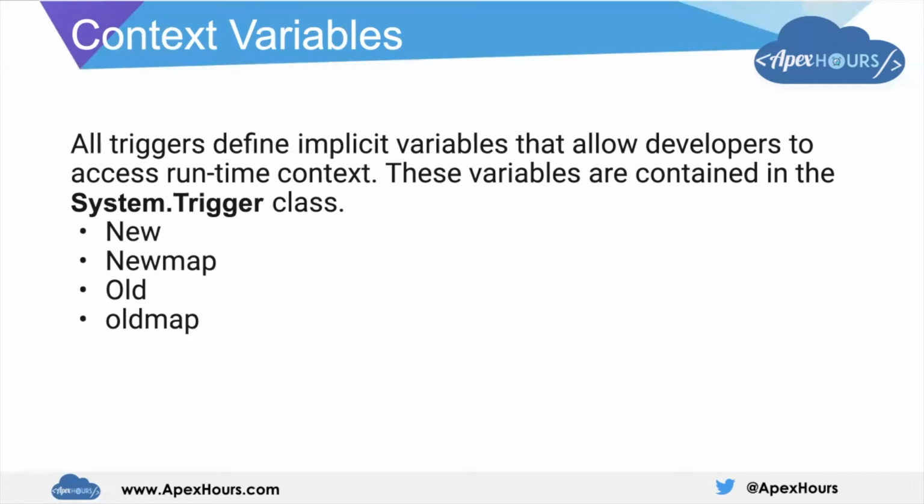The next is trigger.old. It represents the old version of the records before they are updated. This variable is only available in before update and before delete triggers. In before update triggers, trigger.old contains the original version of the records before the updates. In before delete triggers, trigger.old contains the records that are about to be deleted.